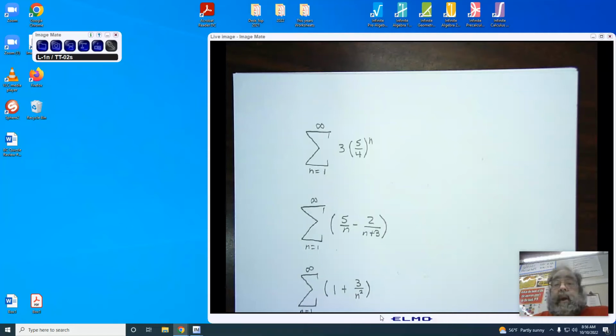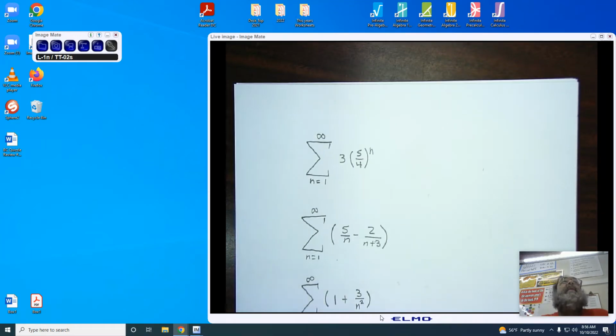Welcome, Hornets. Today we're going to be taking a look at some examples of determining convergence and divergence using our flowchart with p-series, arithmetic, geometric, and telescoping series. On your screen, you'll see a couple of examples that I have in front of us, and we're just going to go through the basic concept.